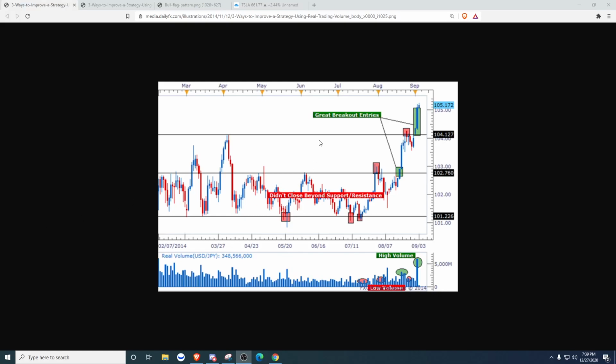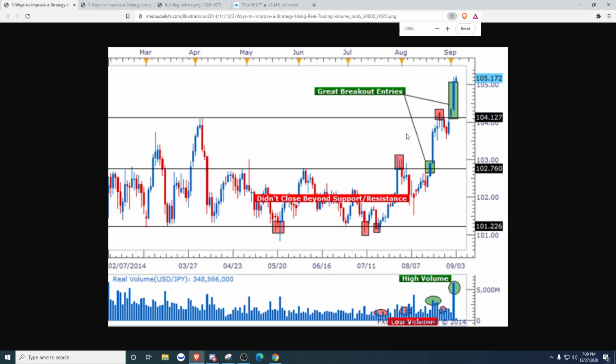Okay, so the first rule is basically we want to see a good amount of volume come in on a breakout. As we can see here, this is a level of resistance where we got rejected right here, right here. We consolidated a little bit, then we broke it. We want to see lots of volume coming in. So this is basically volume.